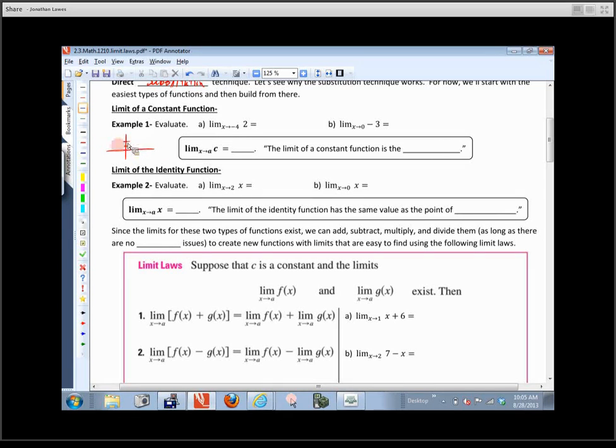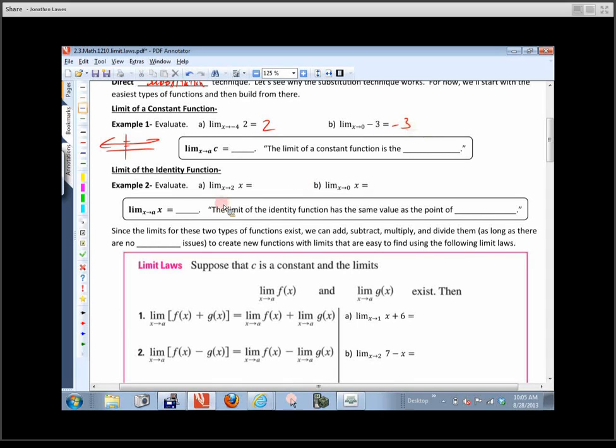This function is the line y equals 2. So no matter what the point of interest is, what's our limit going to be? Our limit's going to be 2. So the limit as x approaches 0 of -3, that's going to be -3.